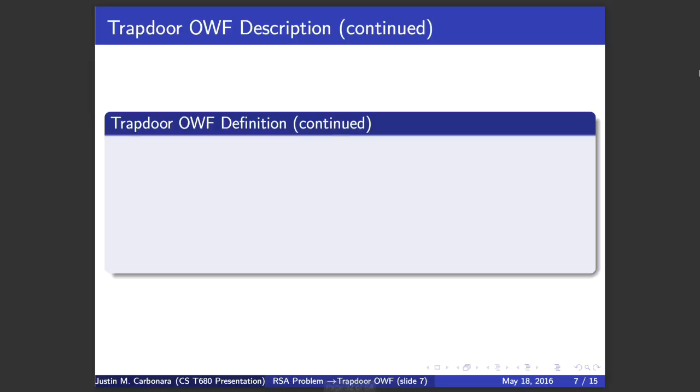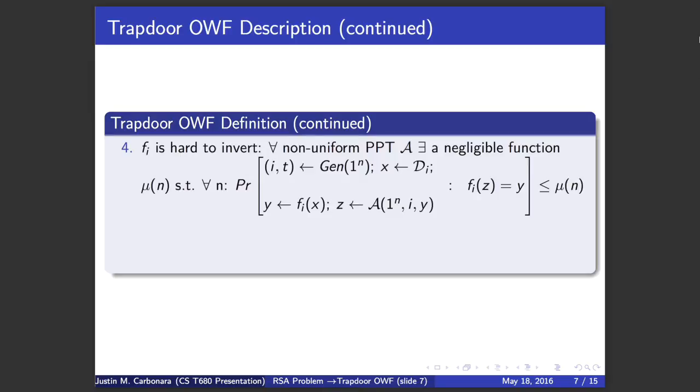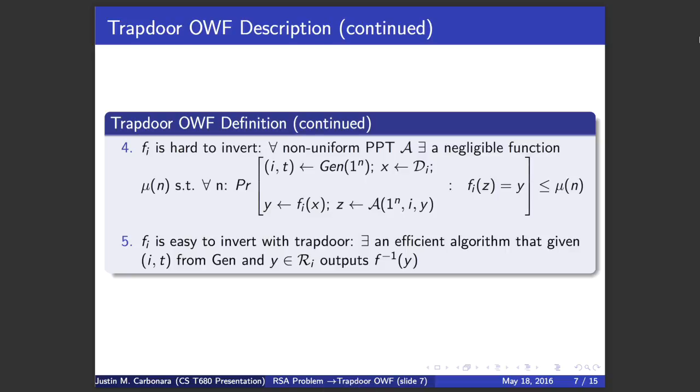And the two more interesting properties: a trapdoor one-way function is hard to invert. This means that for all non-uniform PPT adversaries A, there's a negligible function mu such that for all n, the probability that the adversary can invert the function is less than mu of n. The fifth property is that our trapdoor function is easy to invert given the trapdoor. There exists an efficient algorithm that, given I and the trapdoor t from Gen and the output y, can output the inverse of the function.